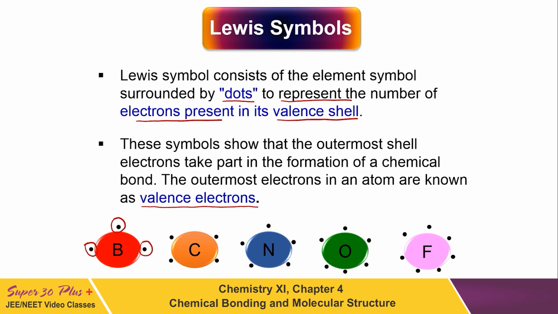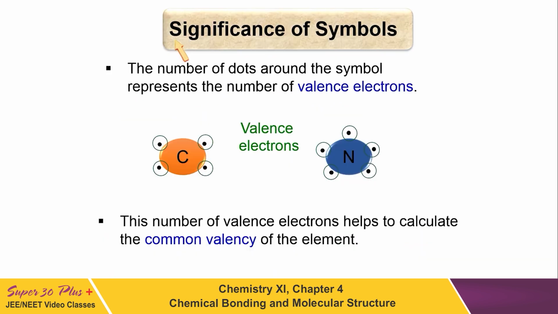The outermost electrons in an atom, which are also called valence electrons, do participate in the covalent bond formation. So I hope now this is clear to you. Now, what is the significance of these symbols? The number of dots around any symbol of an atom, whether it is carbon or oxygen or nitrogen or whichever, equals the number of valence electrons. See, carbon belongs to which group?